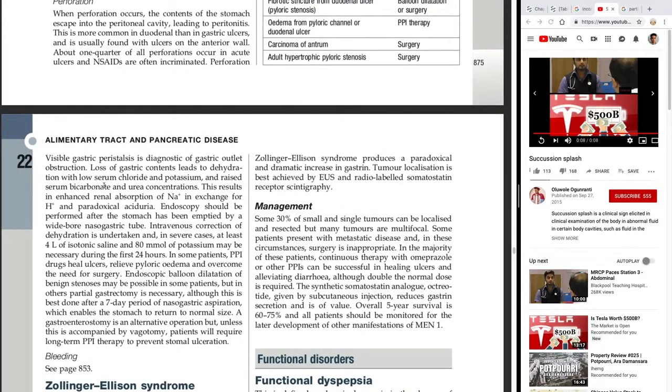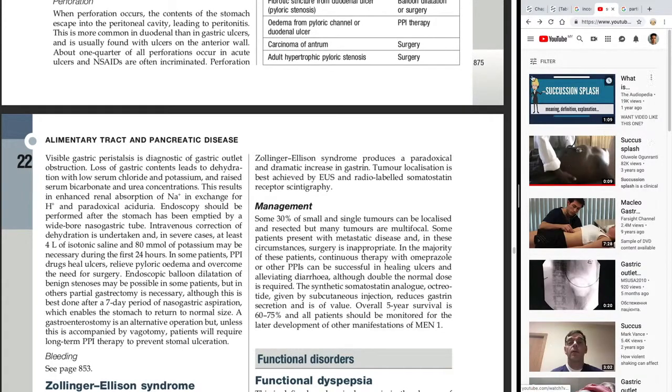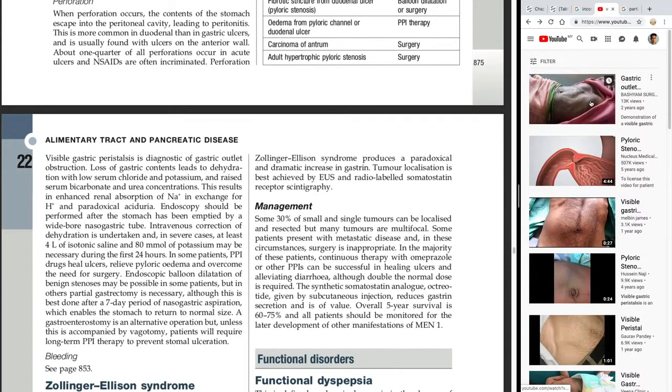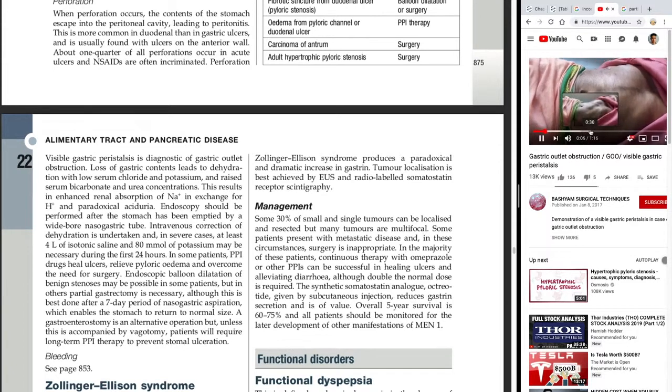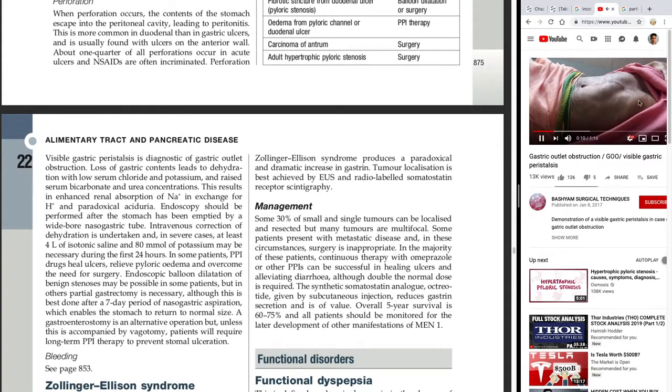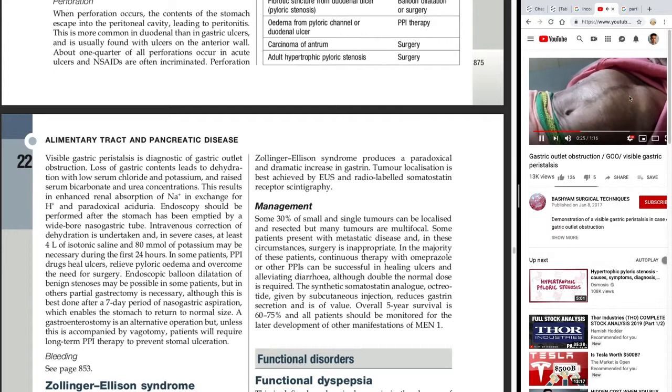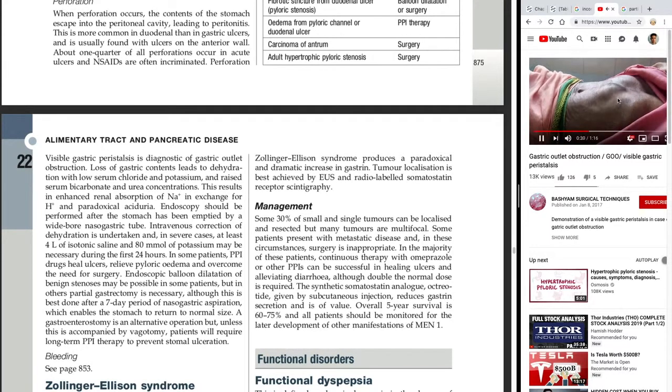Visible gastric peristalsis is diagnostic of gastric outlet obstruction. I've seen that. Yeah, gastric outlet obstruction causing peristalsis. Well, this is the gastric peristalsis. You can see that this part here is the stomach. You can see there are waves going down this way, trying to push food into the intestines.